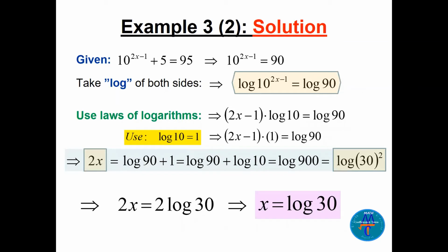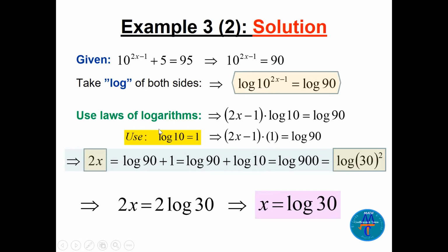Oh, question number 2 now. We have 10 to the power 2x minus 1 plus 5 is equal to 95. We have also to rearrange this. Take 5 on the other side. Now take log on both sides because we have here base 10. We can take also ln if we like.